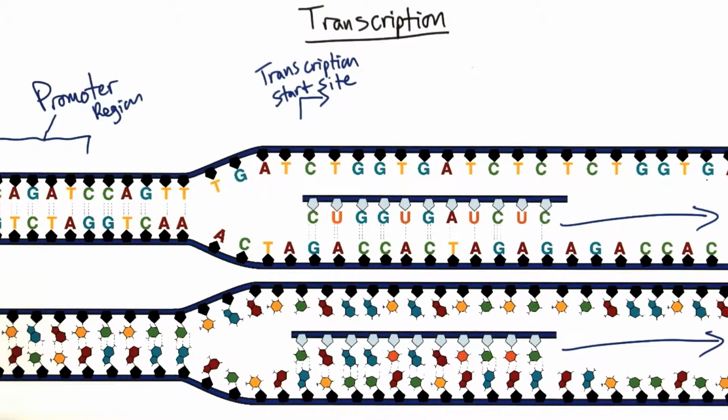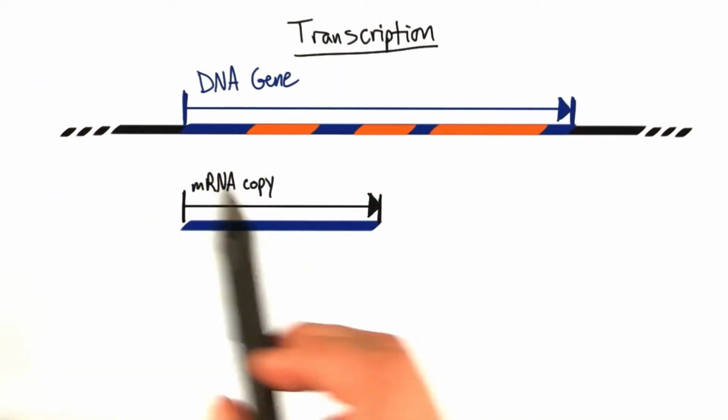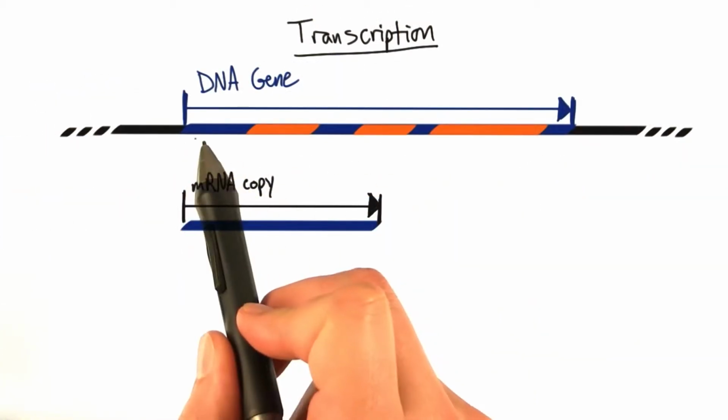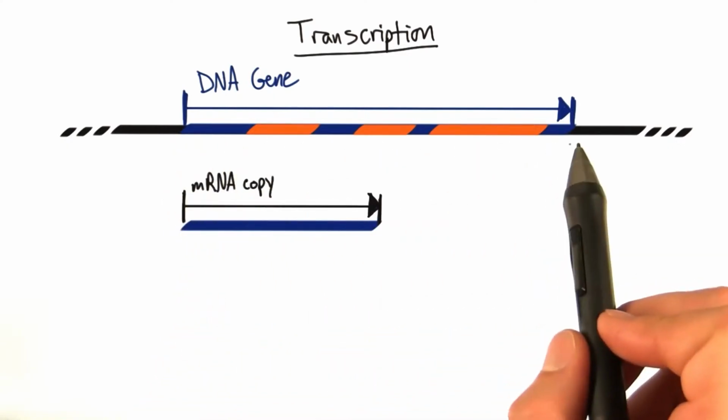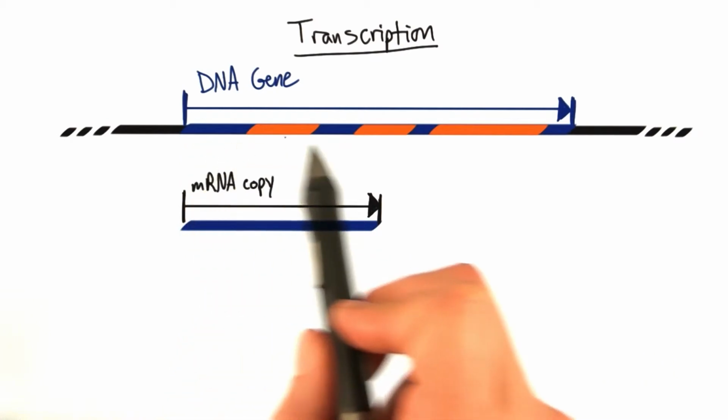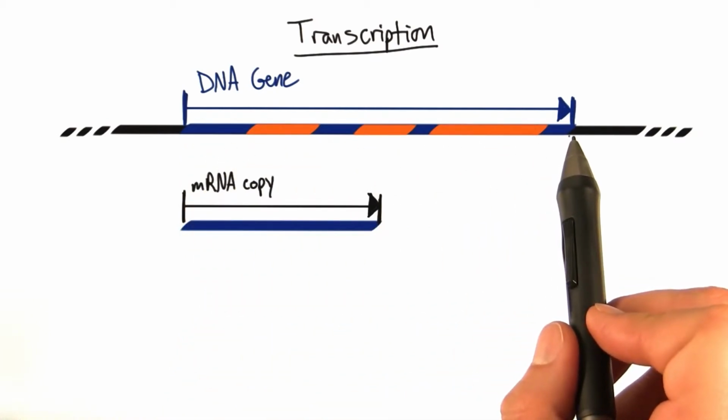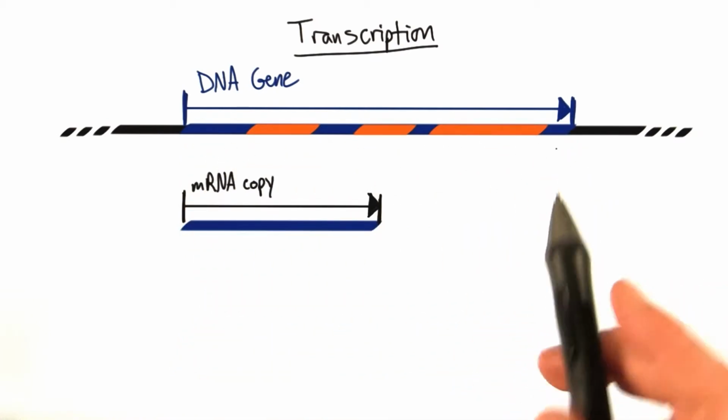And so for us to really see what's going on at this point, we need to zoom out a little bit more. So if we take a look at the DNA gene as a whole, from start to stop, this is where transcription started, and this is where transcription ended. This was the full length of the DNA gene that we wanted to transcribe and eventually turn into protein.